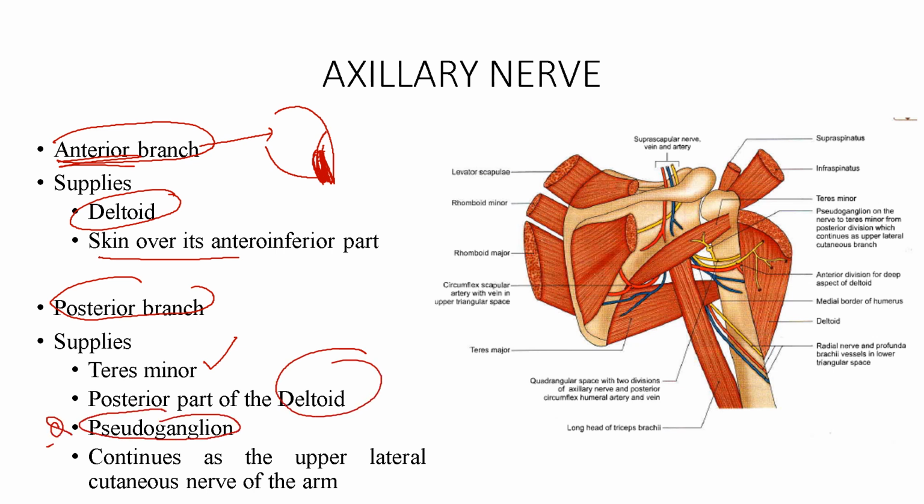So in your exam, you may find a question like which of the following nerves forms the pseudoganglion. So there are basically two nerves: one is your axillary nerve and the other is your radial nerve. These two nerves of the upper limb show a special feature, that is your pseudoganglion.